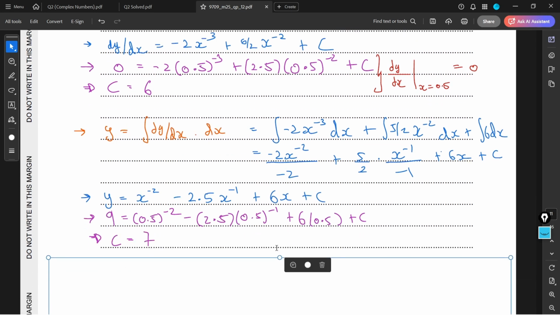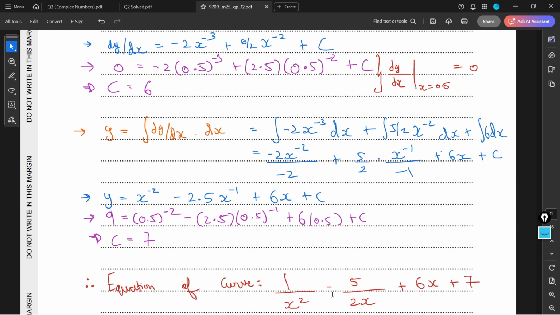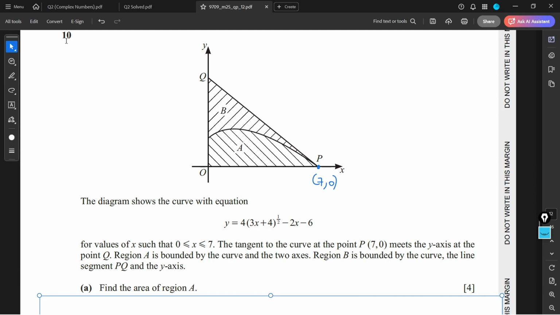And therefore the equation of the curve that we are going to have would be 1 by x squared minus 5 by 2x plus 6x plus 7. So yeah, that is how we do this part. And now let's move on to question number 10.